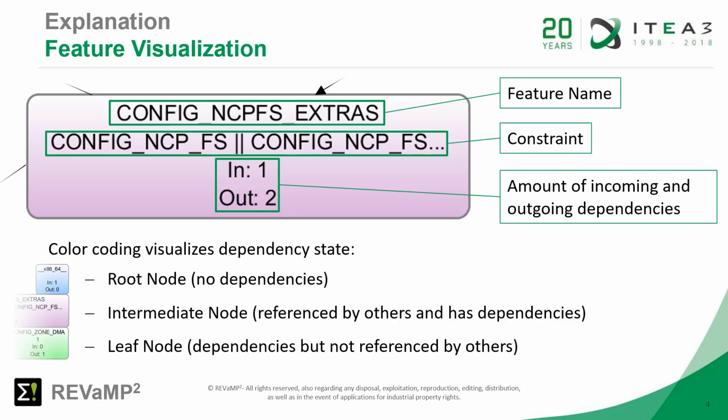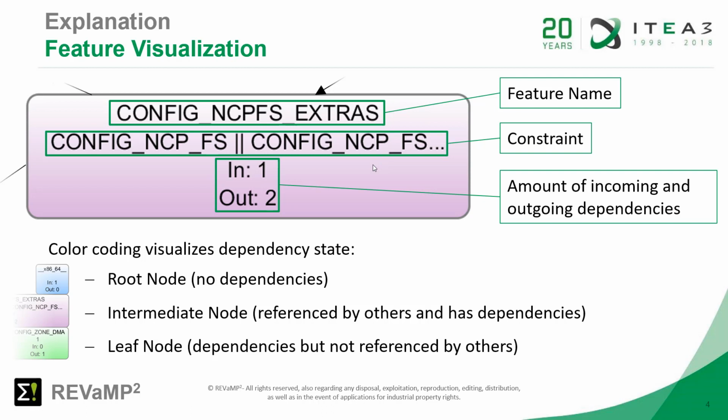The feature visualization in the graph view provides several additional information. The node symbol for features shows the feature name, the constraint for this feature, and the amount of incoming and outgoing dependencies. We use color coding to visualize dependency states.